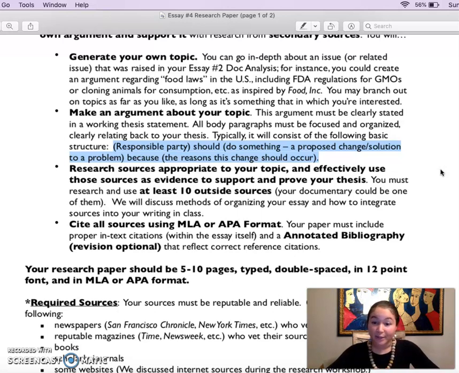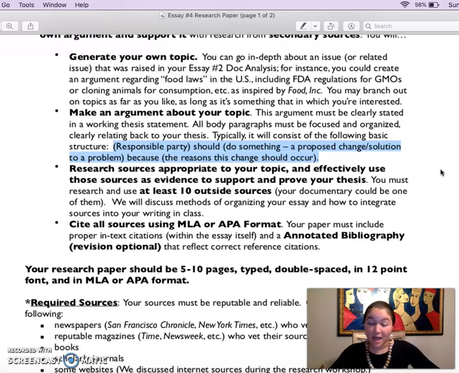Now, I've already told you that you're going to need to include at least 10 outside sources, and so that's what you're going to be doing here. You could choose a topic that's related to one of the documentaries that you watched, or even one of the ones on the list that maybe you didn't present on, but maybe you can use it as a source for essay 4. So you need at least 10 total.